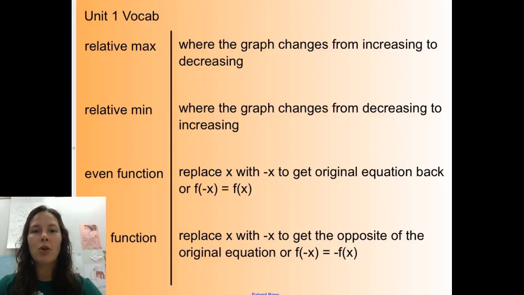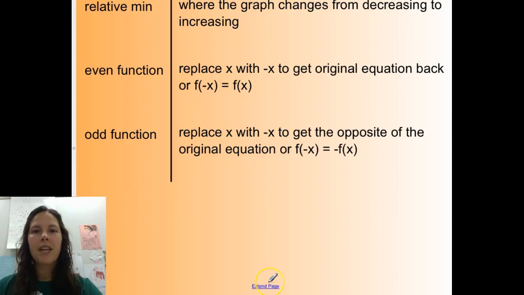Today we're going to look at more characteristics of graphs. First of all, we're going to look at relative maximums and relative minimums. This is where a graph will either change from increasing to decreasing and you have a little hill, or from decreasing to increasing and it looks like a little valley. Then we'll look at whether the function is even or odd.